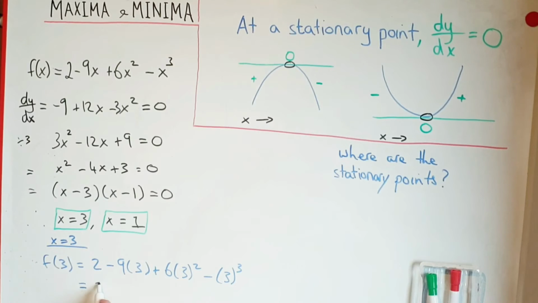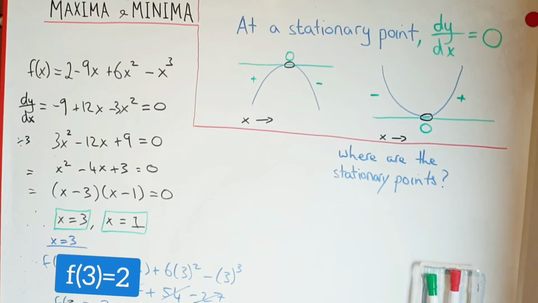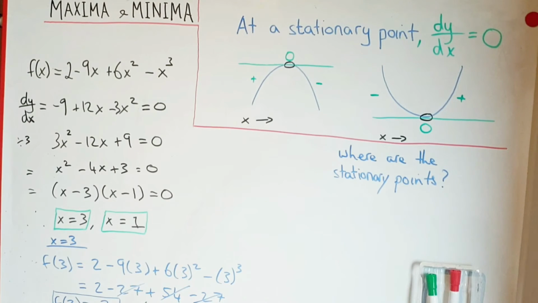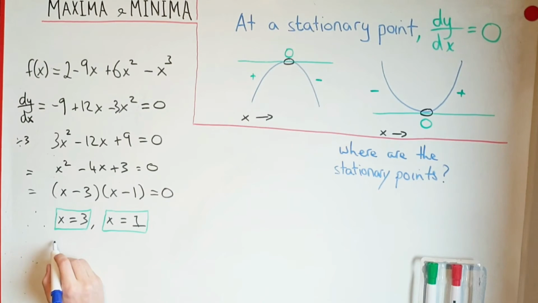This is equal to 2 minus 27 plus 3 squared is 9 by 6 plus 54. 3 cubed is 27, minus 27. That equals, the minus 27 will then cancel with the positive 54, leaving us with a 2. So our f of 3 is equal to 2. So in other words, our first turning point is located at the position y equals 2 and x is equal to 3. So now we're just going to find the y value when x is equal to 1.